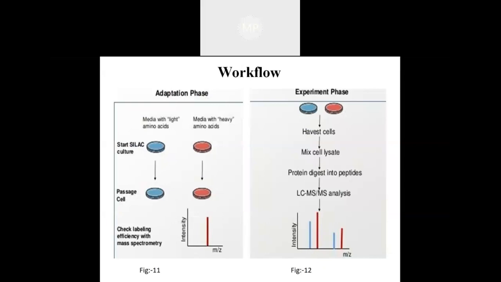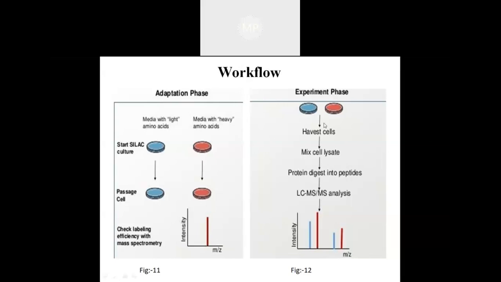Here the figure depicts the two phases of SILAC: the adaptation phase and the experimental phase. In the adaptation phase, the cells are grown in light as well as heavy SILAC medium until heavy amino acids are completely incorporated into the growing cells, which can be assessed by mass spectrometry.